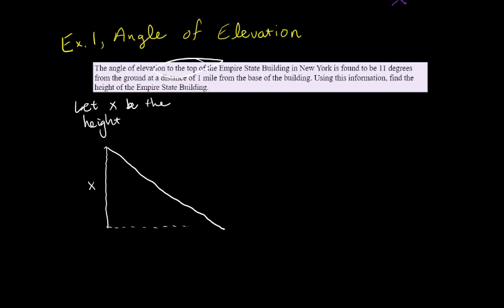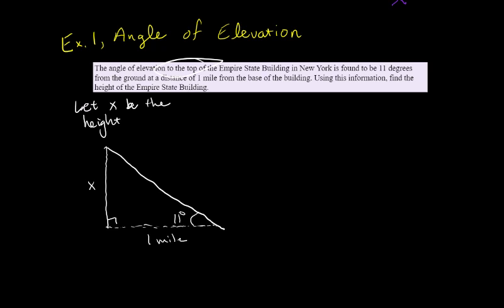So from the ground to the top, here's my ground. And then it says from the ground, at a distance of 1 mile. So this is 1 mile. And this would be your angle of elevation, going from the horizontal, looking up to the top of the Empire State Building. And there is the appropriate picture with your right triangle. Okay? Take a moment to pause the video, read the word problem one more time, and look at my picture so that you can see how that makes sense.